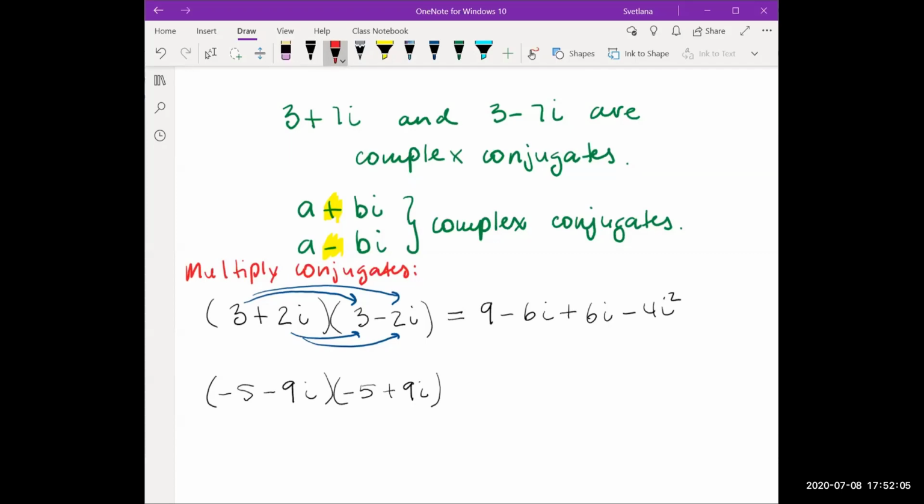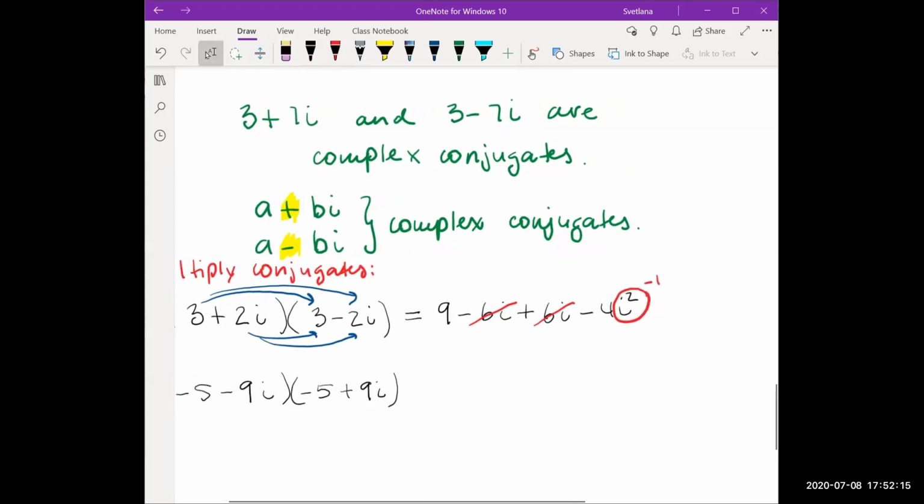As we can see here, the middle terms cancel out, -6i, positive 6i. Now, i squared we will replace with -1. So that gives us 9. And then, maybe here I'll do it a little bit quicker. So -4 times -1 gives me +4, right? Negative times negative is positive, so +4. And that is 13. Okay, so we got just a real number when we multiply those two conjugates.